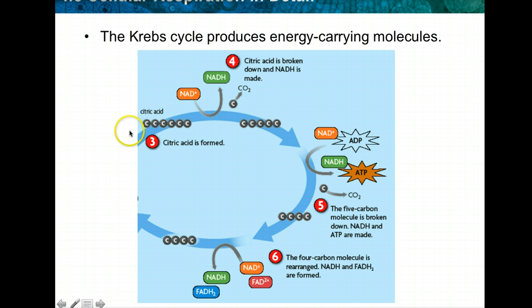First, you're going to look at this 6 carbon molecule, citric acid, right there. 1 carbon is removed, and then another, releasing 2 molecules of carbon dioxide. So we lose carbon dioxide here, and we lose carbon dioxide there, leaving us with a 4 carbon molecule right here.